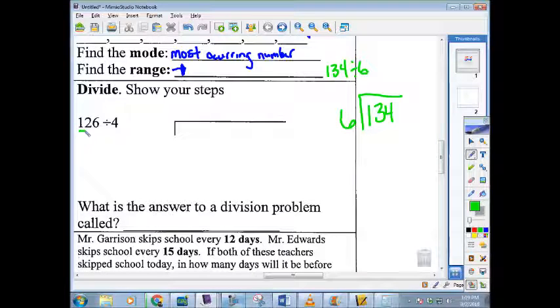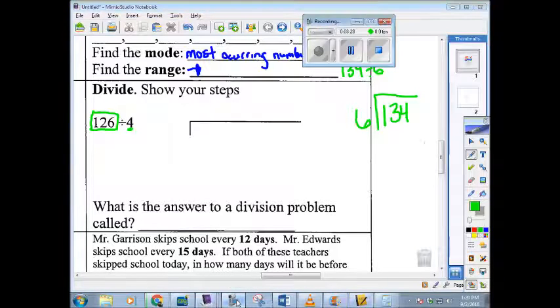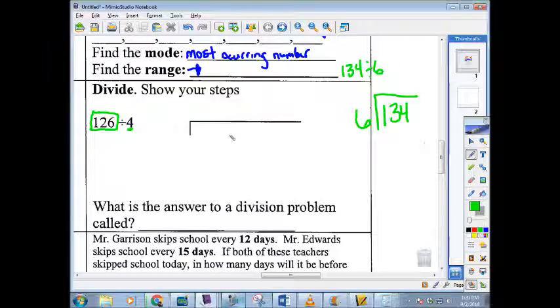The first number of a division problem is called the dividend. You need to know that. You will know that when we get to chapter 3. The second number is called the divisor. The dividend is the number that's being divided up. The divisor is the number that's doing the dividing. So, we put the dividend inside.